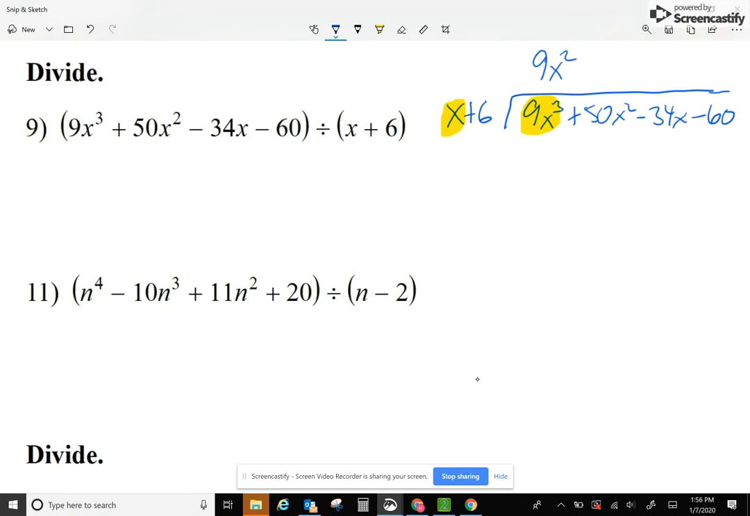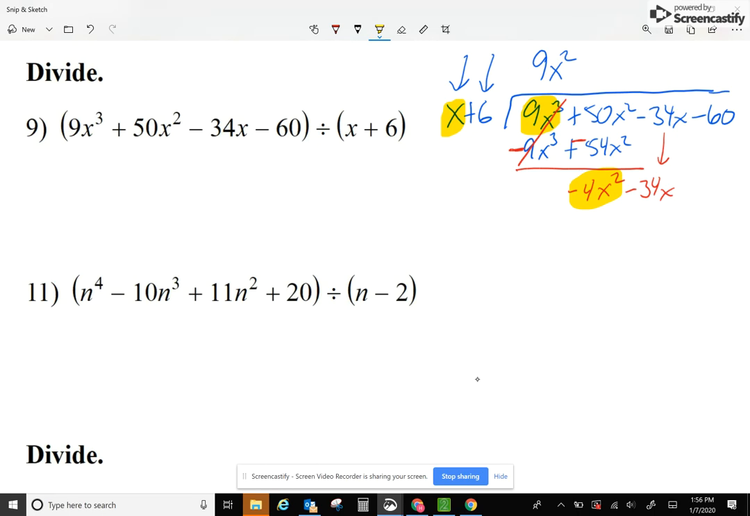All right, so now I'm going to multiply 9x squared to both terms on the outside. 9x squared times x gives me 9x to the third. 9x squared times 6, that gives me positive 54x to the second. Now I'm going to subtract these polynomials, but we talked about yesterday in subtraction, we switch the signs. So this is negative, this is negative. My first term should cancel out. So 50 minus 54, that gives me negative 4x to the second minus 34x. Notice I brought the next term down.